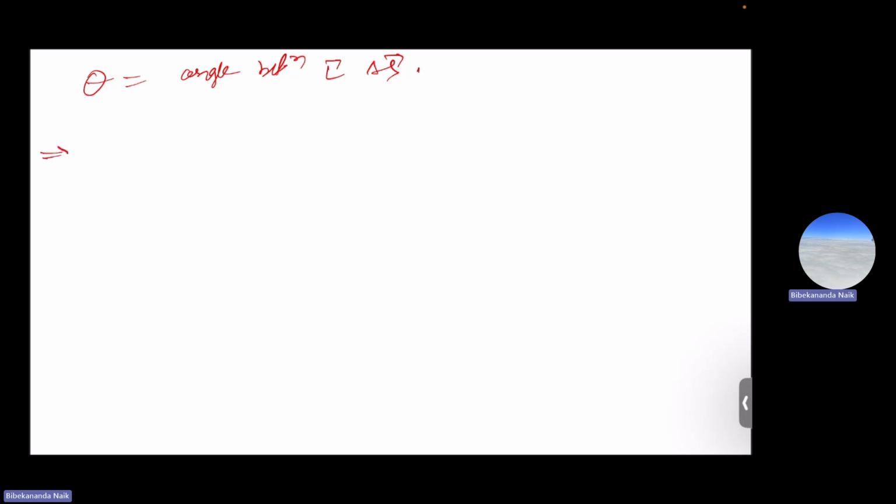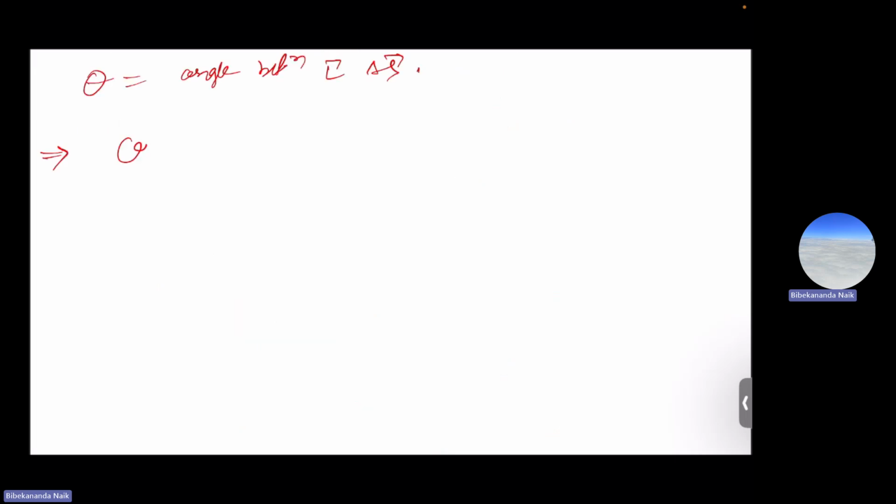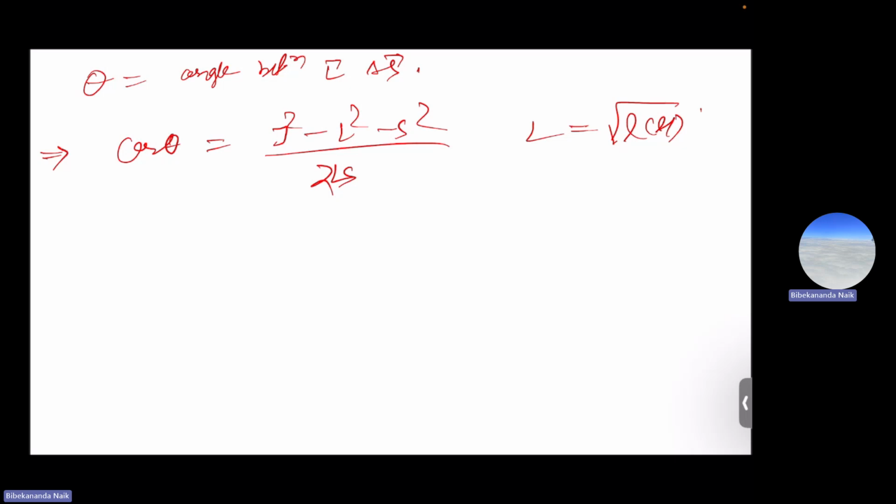So what will be the expression for cos theta? It will be J square minus L square minus S square divided by 2 L into S. And we know L is given by root over L into L plus 1 h cross, S is root over S into S plus 1 h cross, and J is given by root over J into J plus 1 h cross.